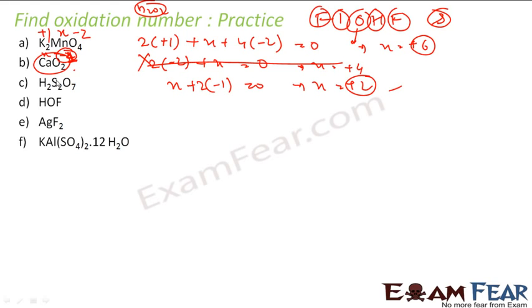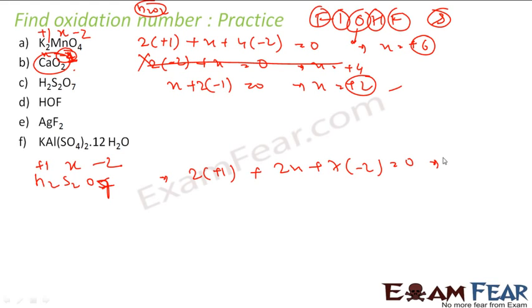Now we have H2S2O7. Right? Let's apply the rule. Free element rule we can't apply, it's not a free element. Ion we can't apply, it's not an ion. Oxygen we can apply minus 2. Hydrogen we can apply plus 1. Sulfur is the only one remaining, so we need X. And we can apply the sum rule now, right? So this becomes 2 into hydrogen plus 1, plus 2X, plus 7 into minus 2 has to be equal to 0. You solve this, you get X to be 12 by 2, 6, plus 6. So this is plus 6.